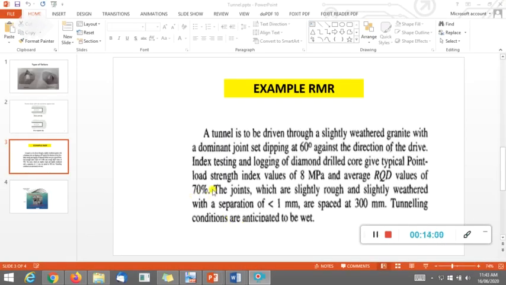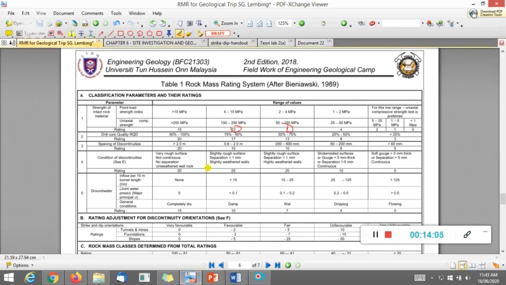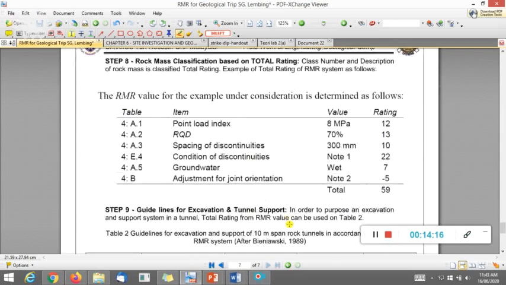So let's say in this case, the example RQD value is about 70%. Just refer to table 1. 70% is here. That's why the rating is 13. So you just put, this is the first parameter, this is the second parameter, so the rating is 13.